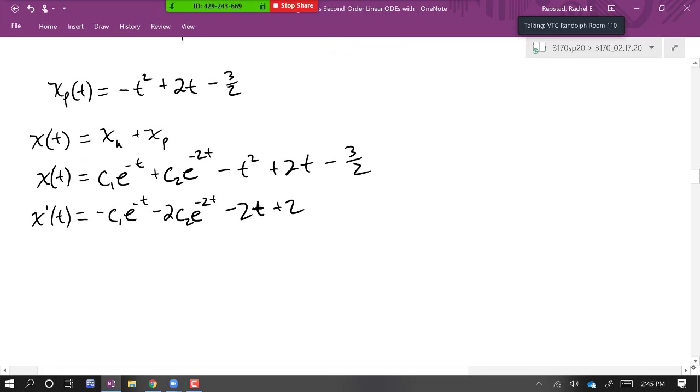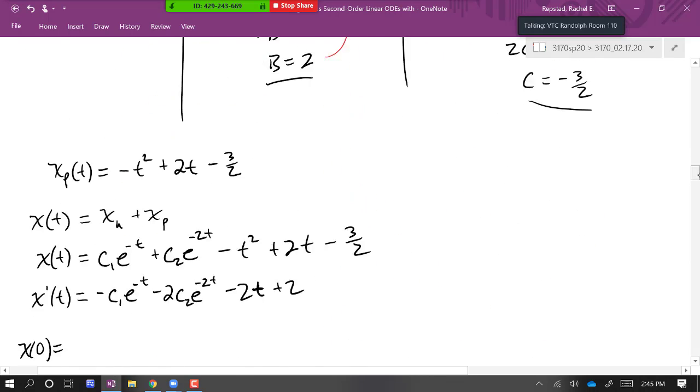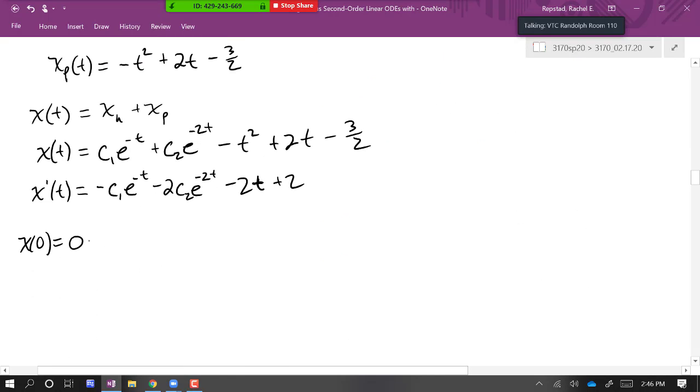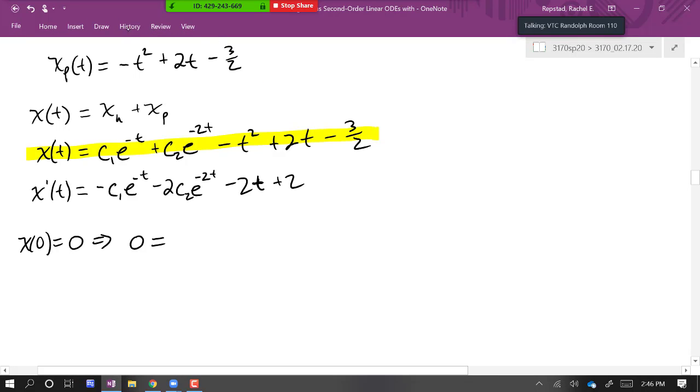Okay, x of 0, I'm going to scroll up for a minute. X of 0 is 0. So that means 0 is equal to, I'm just plugging 0 into this equation here, C1 plus C2 minus 3 halves. Or, in other words, C1 plus C2 is equal to 3 halves.